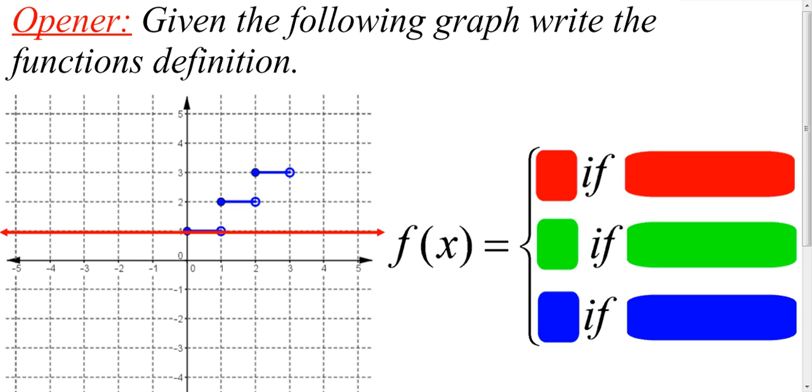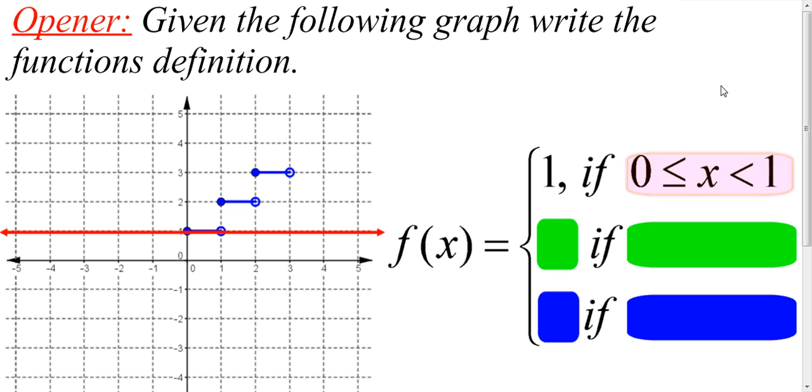Hopefully you identified that this piecewise function has three different parts. The first part would be a horizontal line with the equation y is equal to 1. It has a restricted domain in between 0 and 1. It includes 0, but it doesn't include 1.